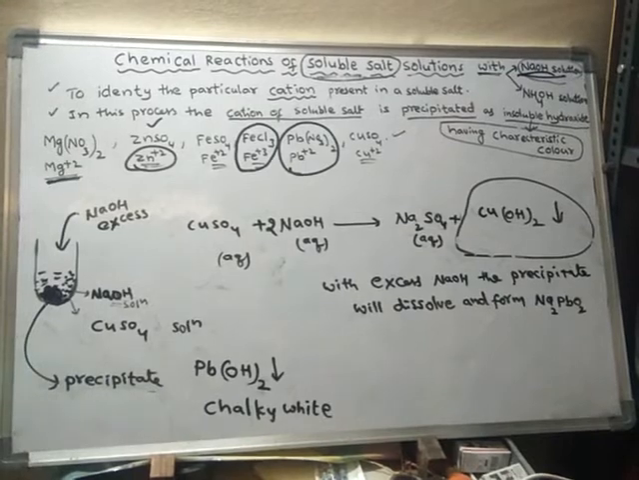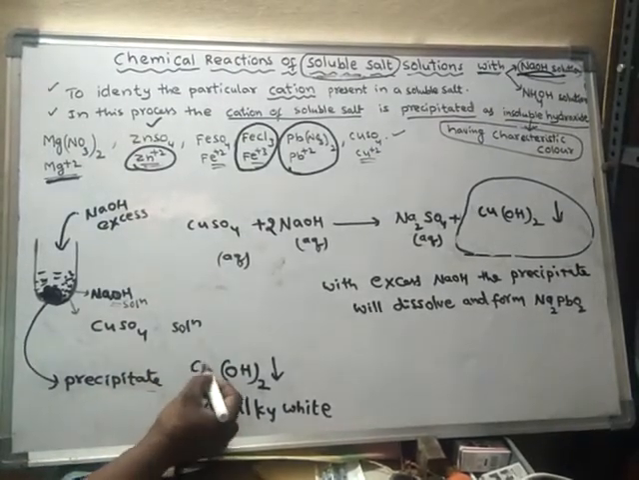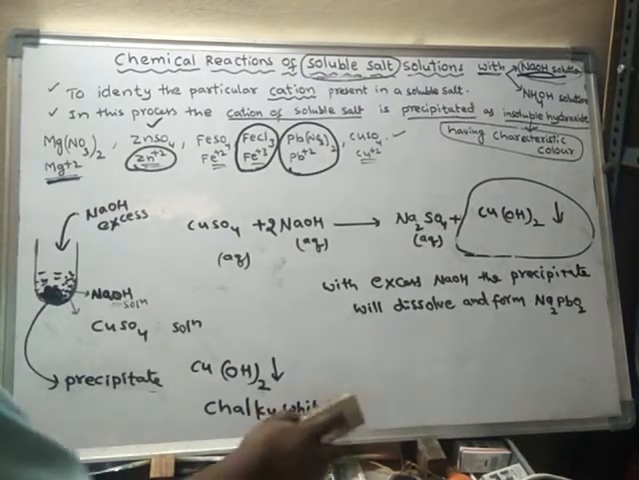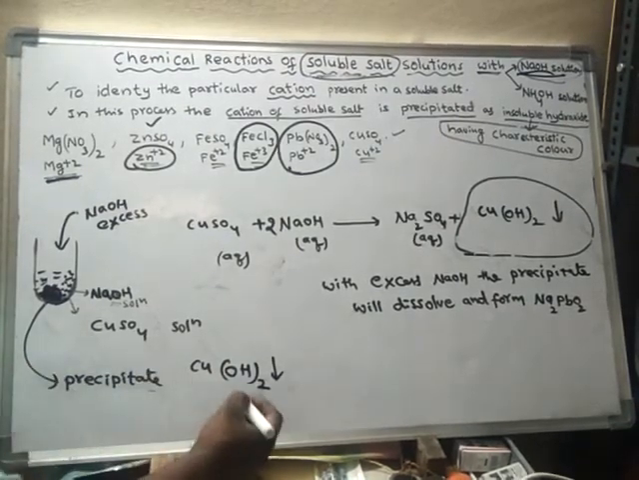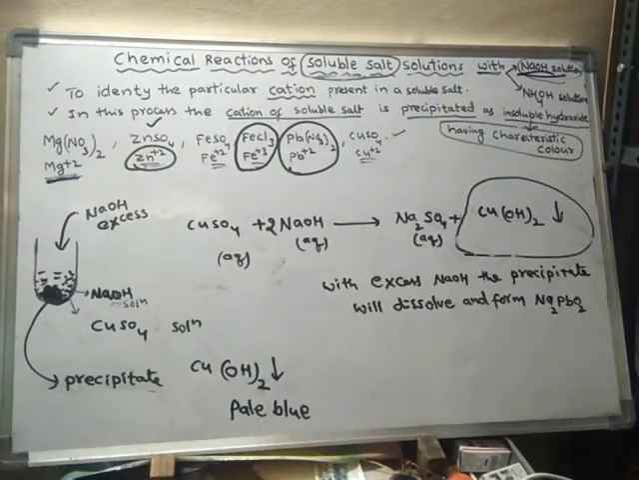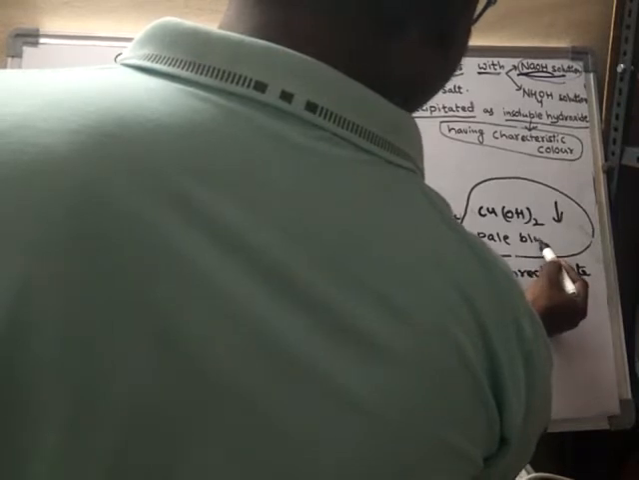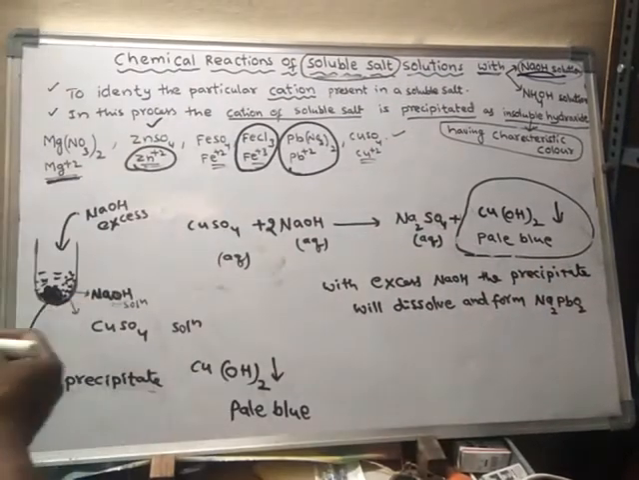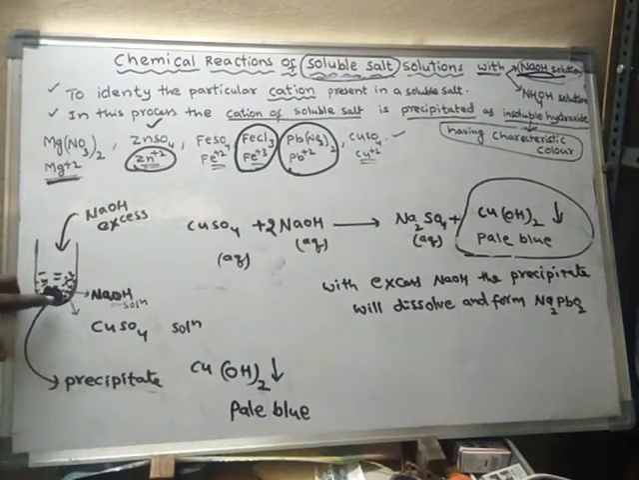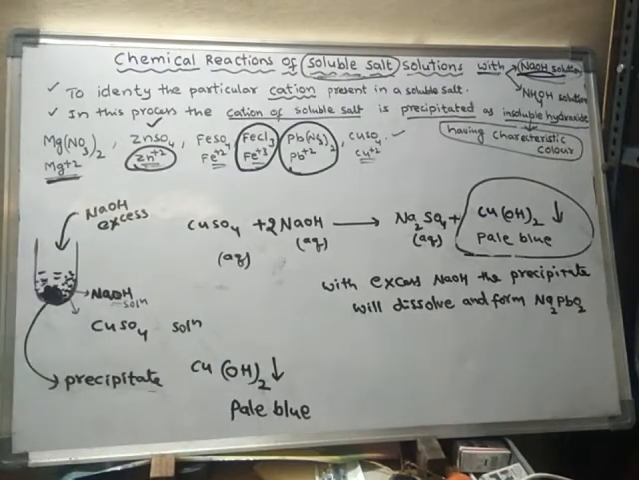Now, after the formation of this copper hydroxide precipitate, what is the color of this one? Copper hydroxide precipitate is a pale blue precipitate. Pale blue means light blue. A light blue precipitate is formed during this reaction. Now, when excess sodium hydroxide is added to this blue precipitate, what happens?